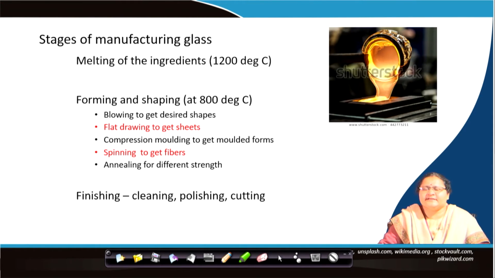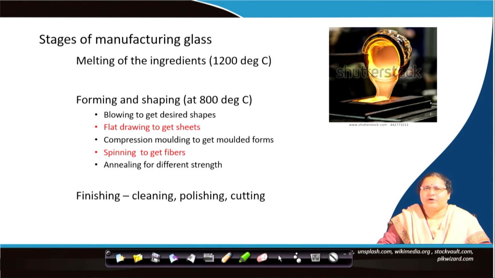What we are interested in is flat. As you see, mostly it is used as a flat surface. So, we need to flat draw and get it in sheet form. Now, how big, how long can we have a glass sheet? As I told you, it is brittle. We cannot go for very large sizes, and again there are limitations of making it.